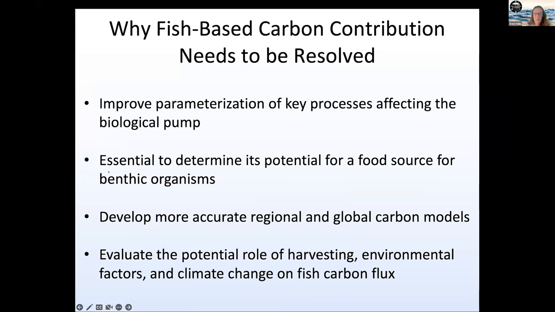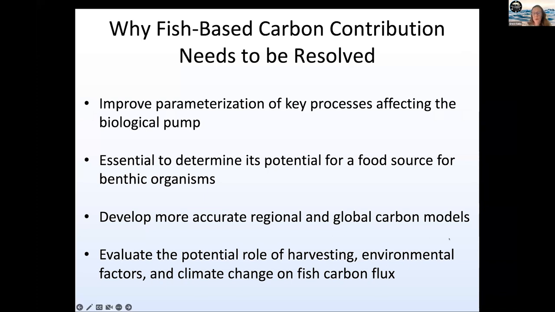It's essential to determine its potential for a food source for benthic organisms. I think that goes without saying. We need more information to develop more accurate regional and global carbon models. And then finally, and this goes more into how we're constructing the sessions for Wednesday and Thursday, is to evaluate the potential role of harvesting, so fishing, also environmental factors and climate change on fish carbon flux. So how might that flux change in a future ocean where we have fishing and climate change?